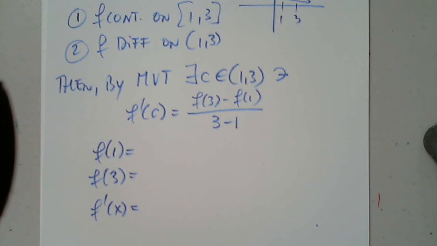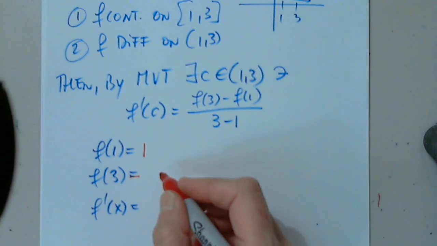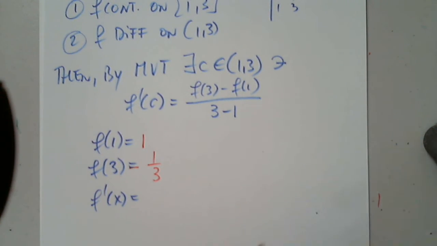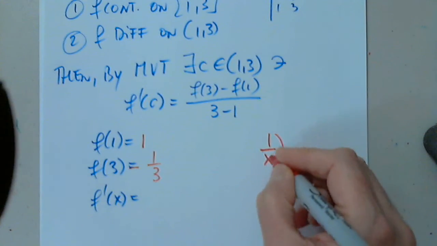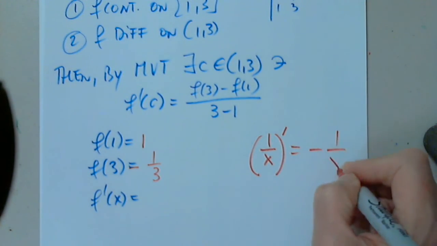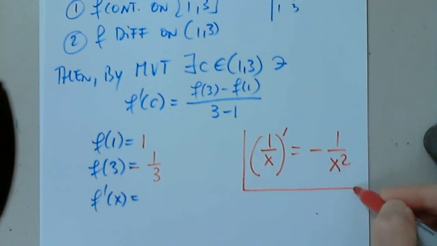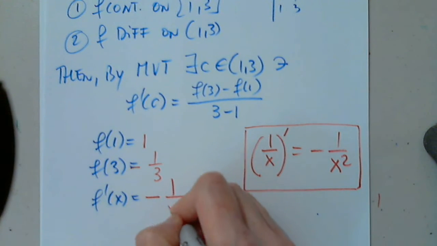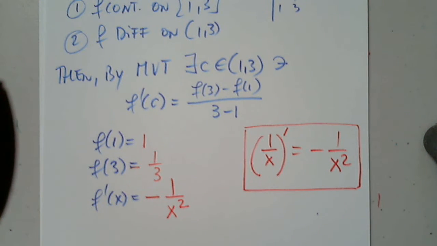Can anyone give us f of 1? 1. Excellent. f of 3? 1/3. Very good. And f prime of x? Remember we talked about this? Please always remember this. I need this for chapter 5. Whenever we differentiate 1 over x, we get negative 1 over x squared. Good, that's all I need.